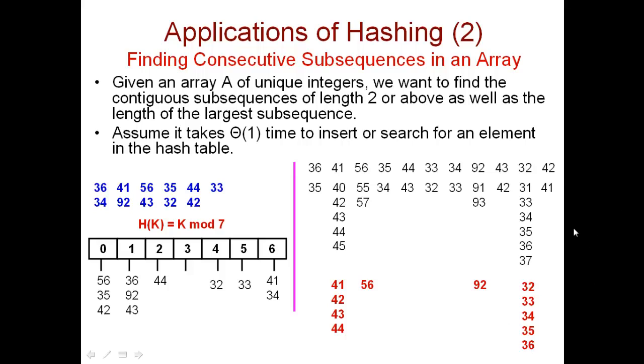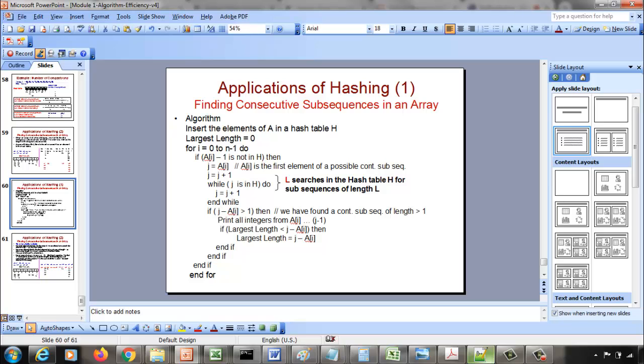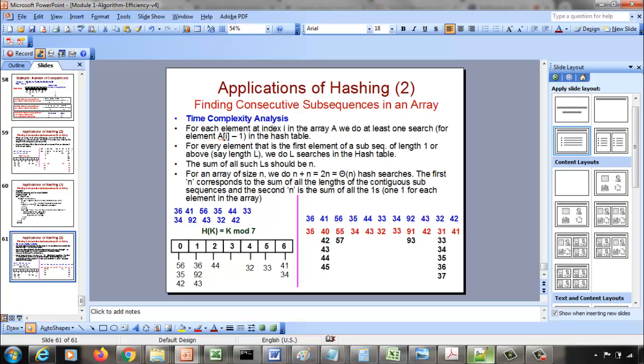Now for 42 to be the first element of a subsequence, 41 should not be there. 41 mod 7 is 6. It's there. So we can stop with 42. It cannot be the starting element of a subsequence. So we are done with going through the array. By the end of this, you should have found the longest subsequence. Any question on this logic so far before we look at the pseudocode and the time complexity?